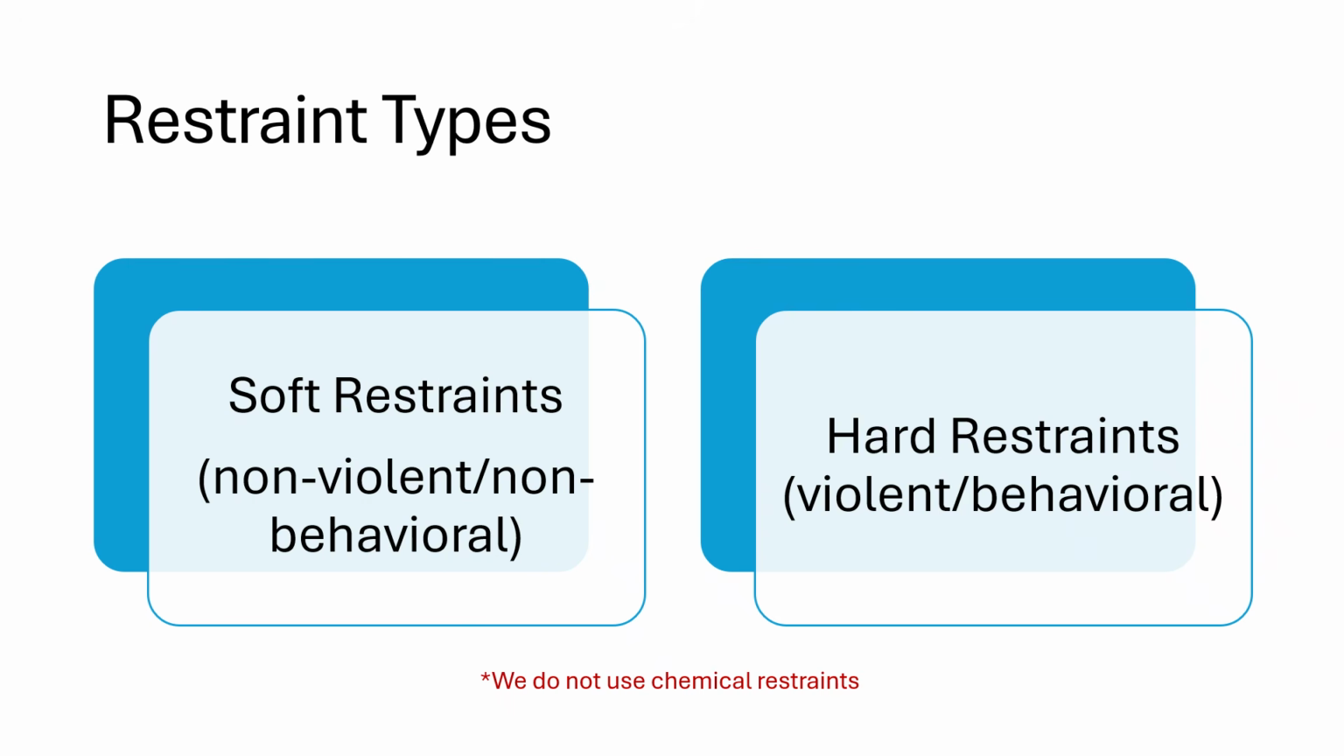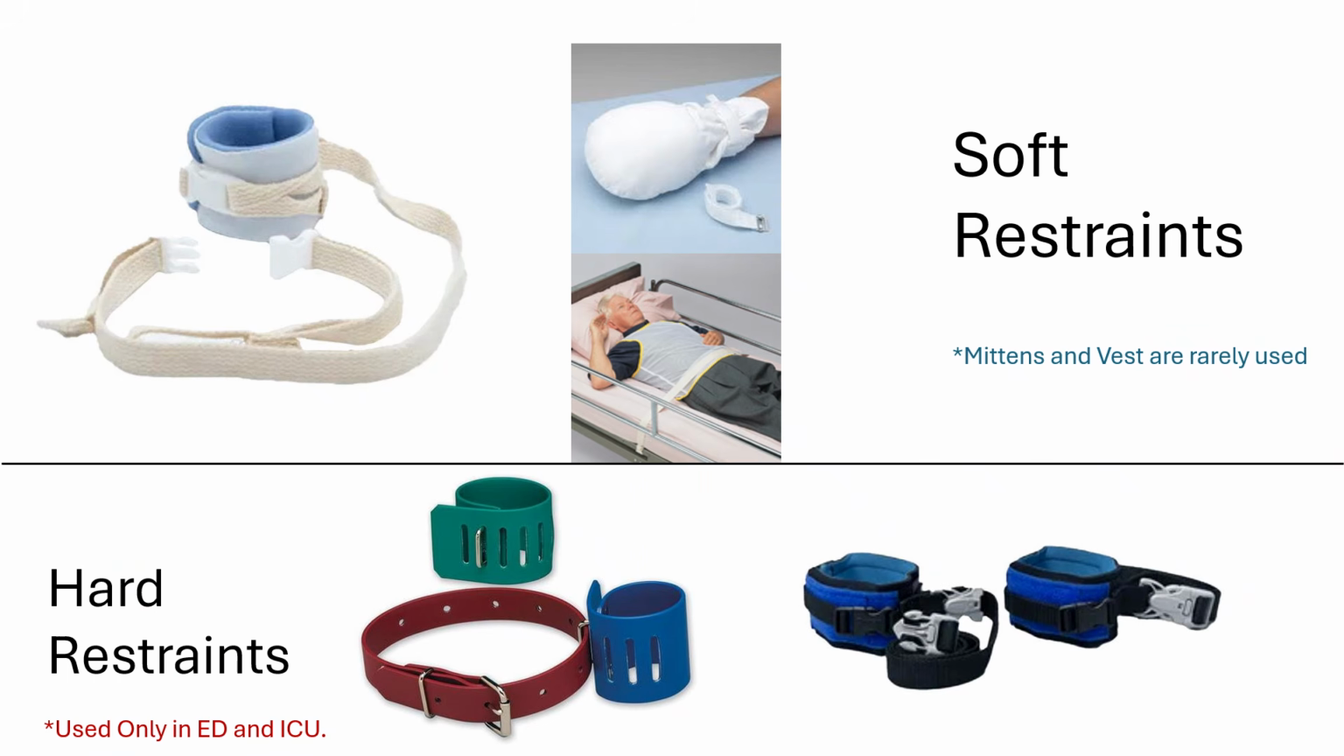Here at Kaiser, we use two types of restraints: soft restraints, or nonviolent, non-behavioral, and hard restraints, or violent, or behavioral. We do not use chemical restraints at our facilities. We medicate for psychosis or medicate for agitation. That is not considered a chemical restraint. On the screen are examples of your soft restraints and hard restraints that you may see at our facilities. Please note that mittens and vests are rarely used, as mittens are considered the most restrictive type of soft restraint.